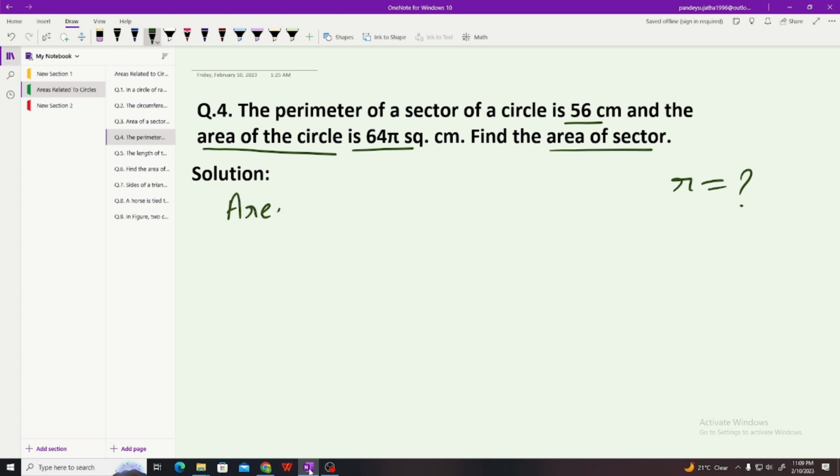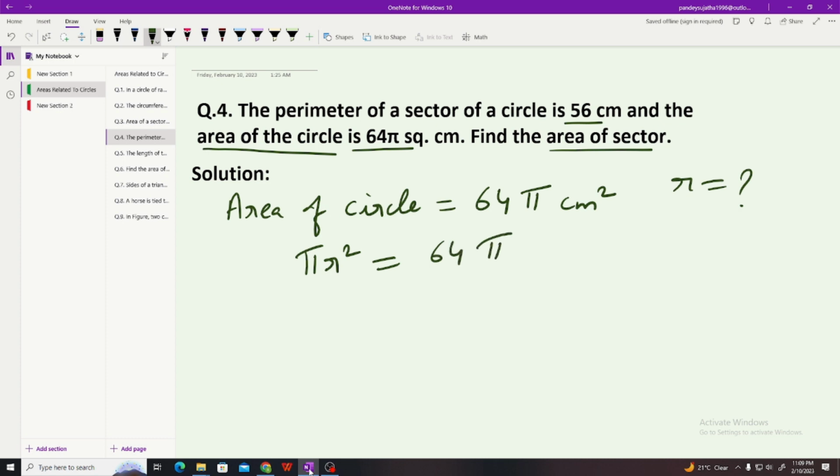So area of circle is equal to 64 pi square centimeter. So you all know the formula of area of circle, that is pi r square equal to 64 pi. Cancel this pi. We are left with r square is equal to 64, where radius will be equal to 8 centimeter. So we found the radius. Just now let's apply the formula for perimeter of a sector.